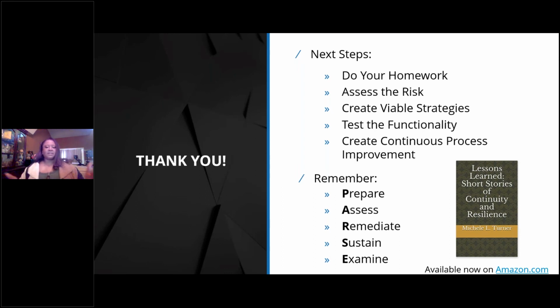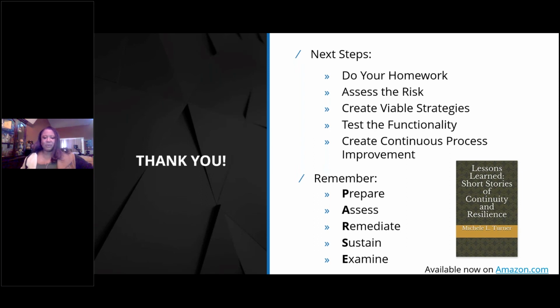Business continuity, resilience, these are not projects. There might be projects such as a risk assessment that you include in the program, but these are programs. These are continuous process improvement pieces. Business continuity is the gift that keeps on giving. So make sure that you identify that. Again, remember, prepare, assess, remediate, sustain, and examine. There's a link there to the book.